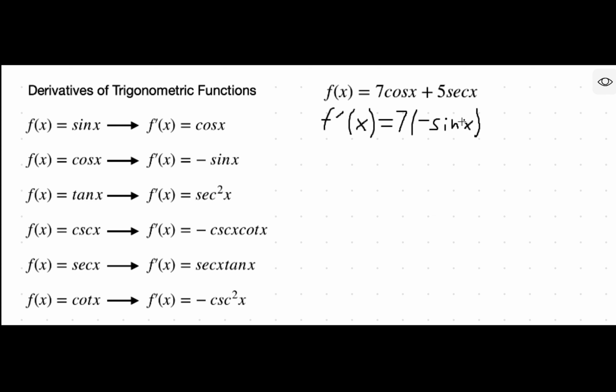And now, what about for the second term? So second term, we have 5 times secant x. Well, we know the derivative of secant x is going to be secant x times tan x. And just like before, the 5 is going to stay out in front because it's just a constant.